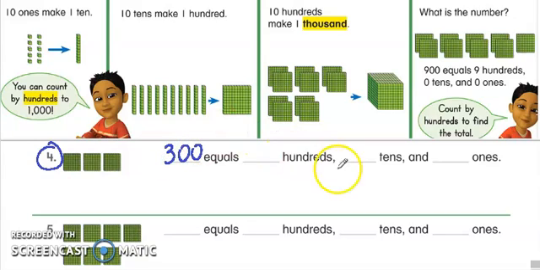Now it is asking me how many hundreds I see, and I see 1, I see 2, and I see 3. So that's the number I'm going to write. I see 3 of them, 3 flats.